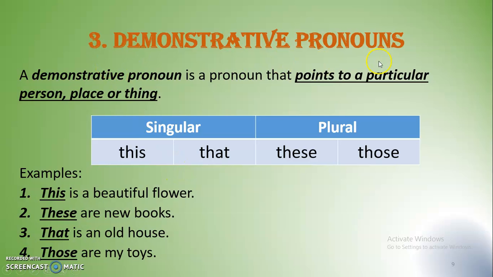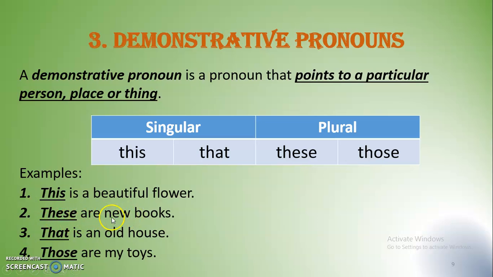The third one is demonstrative pronouns. A demonstrative pronoun is a pronoun that points to a particular place, person or thing. So this, that, these, those, these words refer to the particular person, place or thing. You see, this is a beautiful flower. Which is a beautiful flower? This particular flower is a beautiful flower.